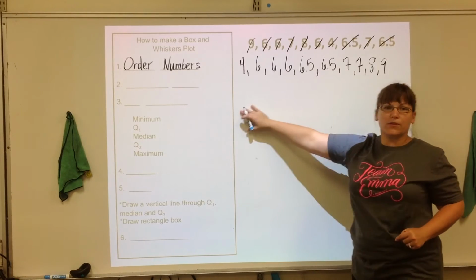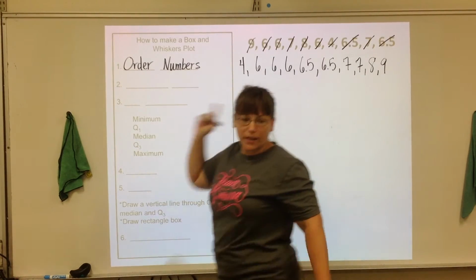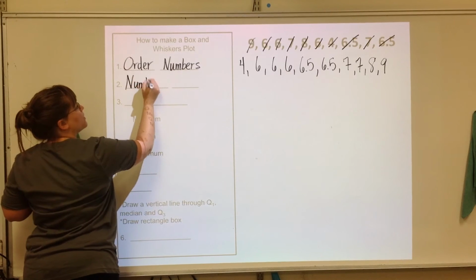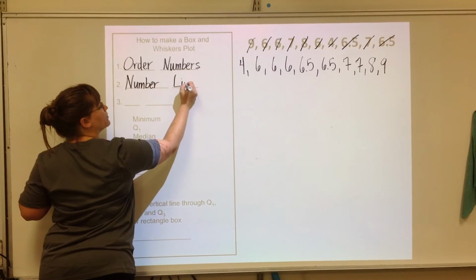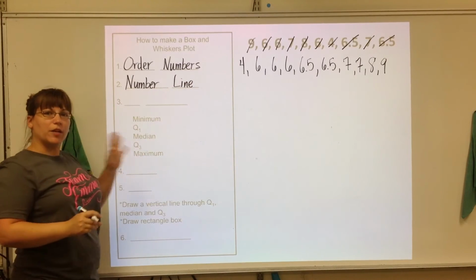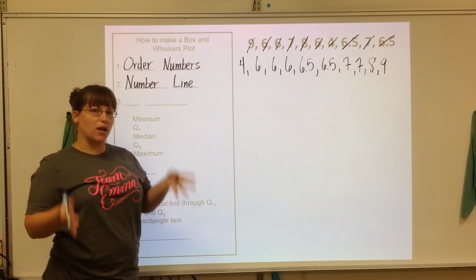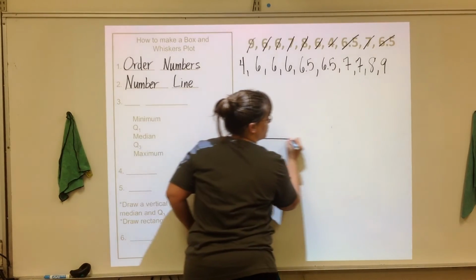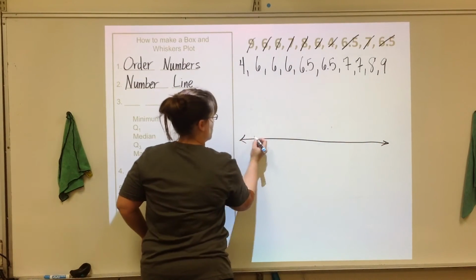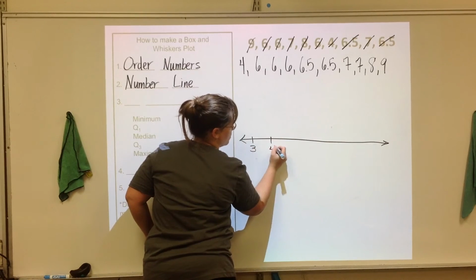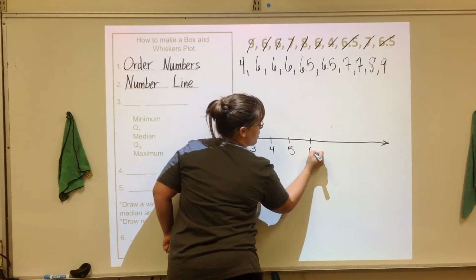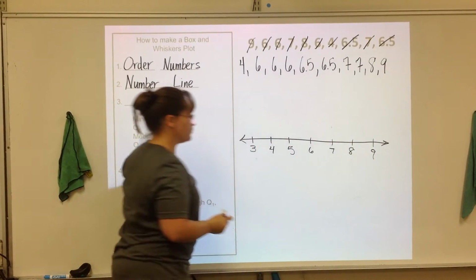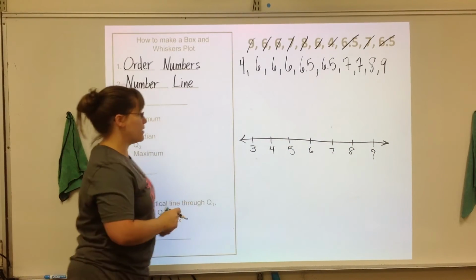So here's the first step of making our box and whisker plot. Second, we are going to draw, if one is not already given for us, a number line. We have to look at our numbers, and our number line only has to be as large as our range. So my number line is going to start at 3 and stop at 9. We could have started at 4, but that's okay.